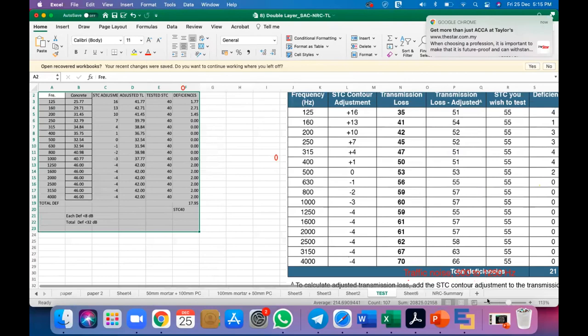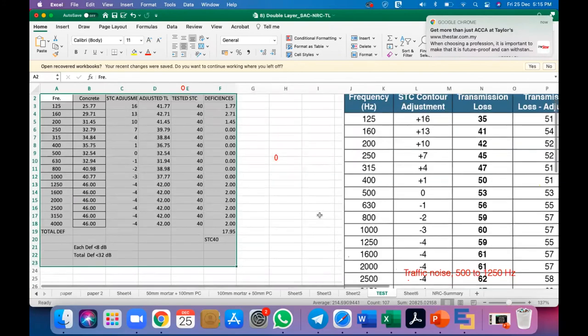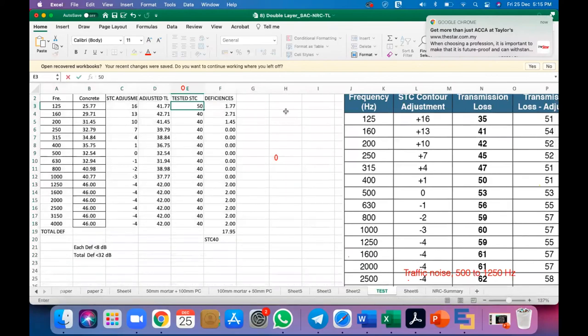This is my spreadsheet. Let's say I want to change to 50. Let's say my target is 50, I don't want 40. Cut and paste. Now you see it's 8 when negative. The condition is that if it is negative, then you put 0. This is 0, this is 0, something like that. Everything is 0 here, so actually this is STC 50.